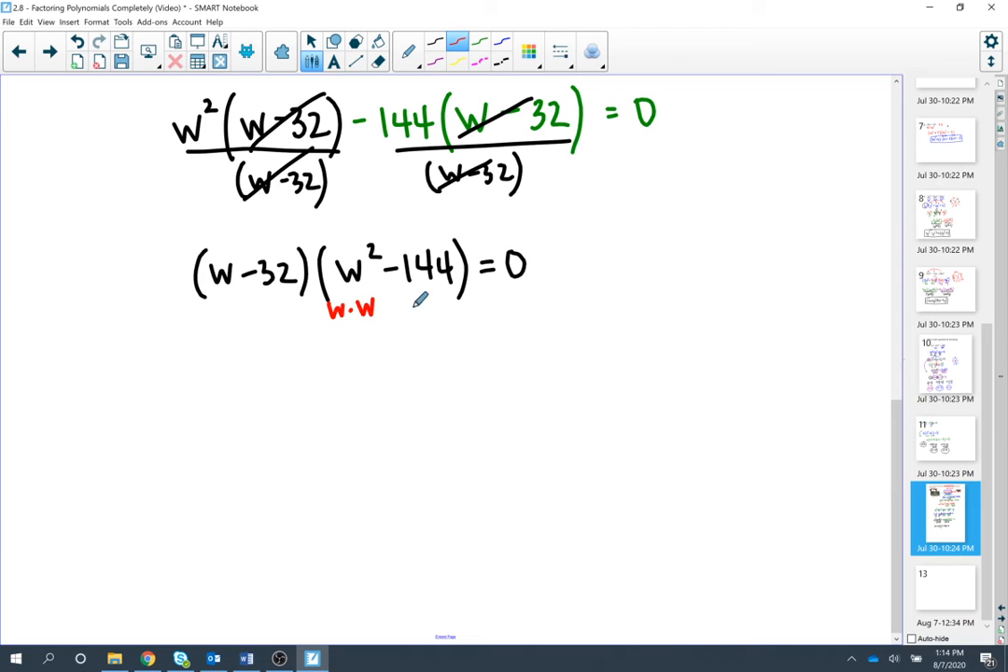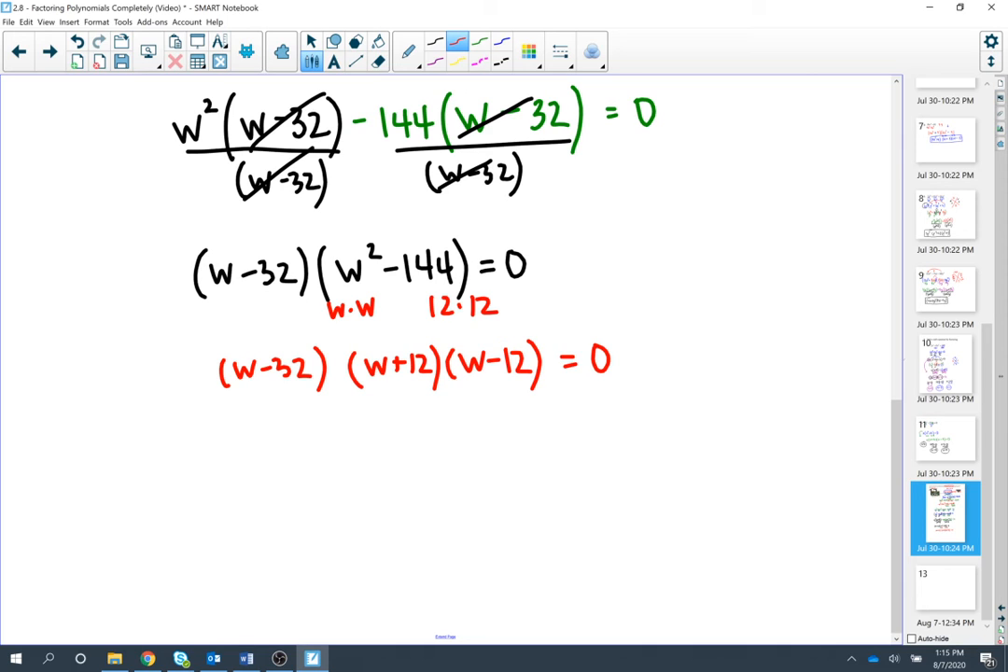W times W, 12 times 12. And it's subtraction. So, w plus 12, w minus 12. That is a difference of squares. Bring down your w minus 32 equals 0. Now, I think we're finally fully factored.